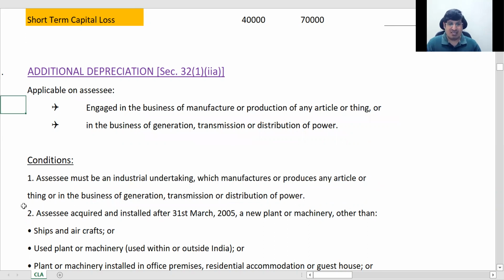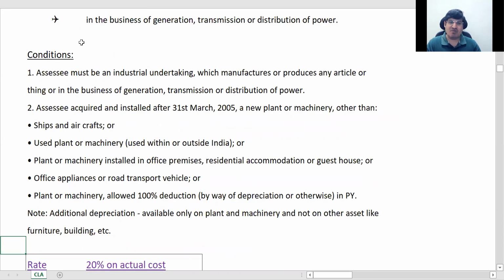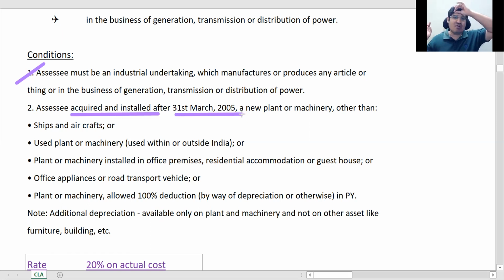These conditions must be fulfilled if you are to be eligible to claim additional depreciation. The first point we have already seen: industrial undertaking, manufacturer, power generator. Next, he acquired or installed after 31st March 2005. You will have to remember this date. He acquired or installed, after 31st March 2005, a new plant or machinery.